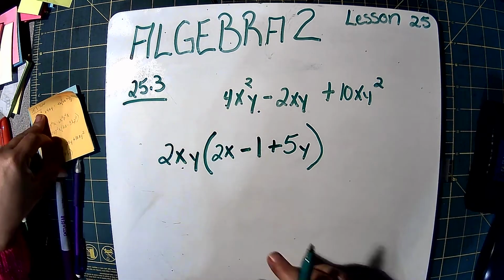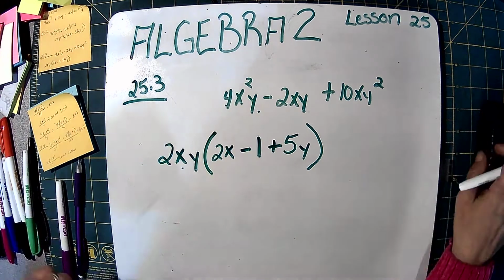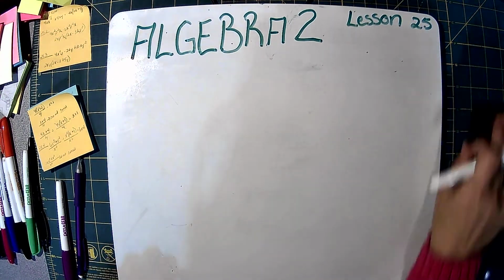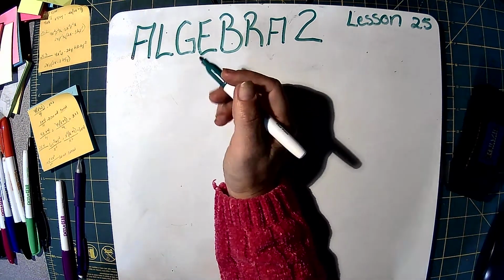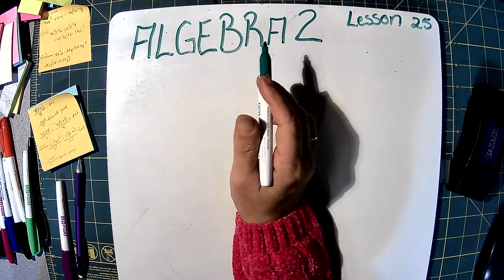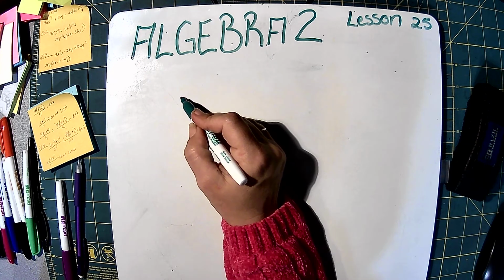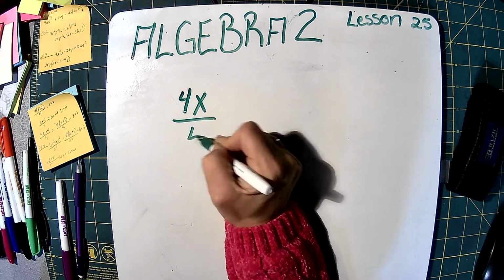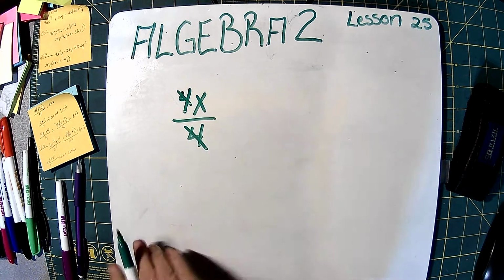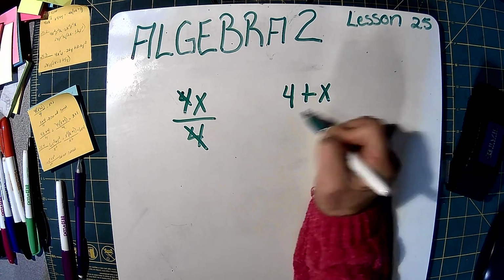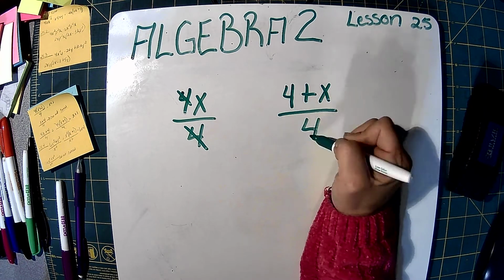So that's it for those examples. These are really, really easy, guys. Just don't get confused. Sometimes they're extra long, and it helps to write everything out. So when we cancel something, let's say that we have 4x over 4. We can cancel those 4's. But if we have 4 plus x over 4, we cannot cancel those 4's.